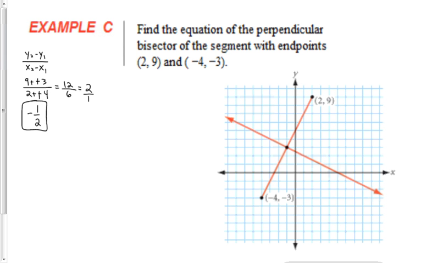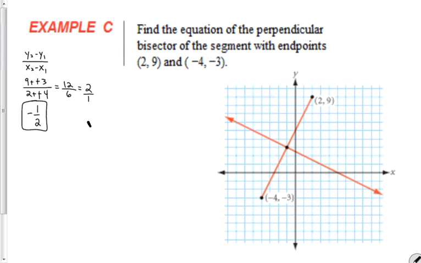Now I need to focus on finding the y-intercept. Well, looking at this graph, it looks like the y-intercept might be at 2.5, right? But how can I be sure that that's the y-intercept? What if that's not 2.5? What if it's 2.6 or 2.55, right? I don't know for sure. So I'm going to use some calculation to figure out for sure that that's the y-intercept.